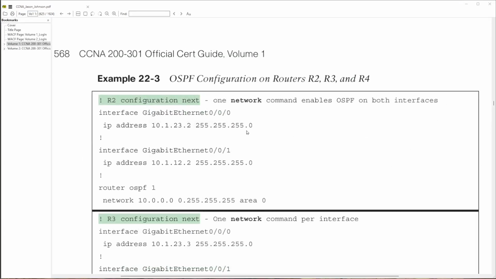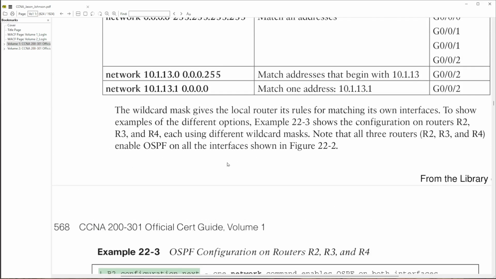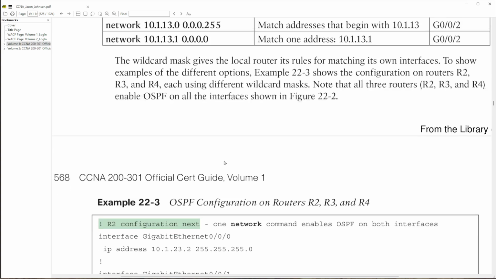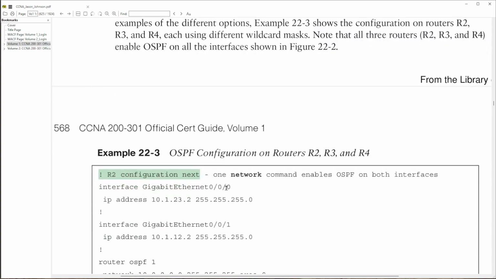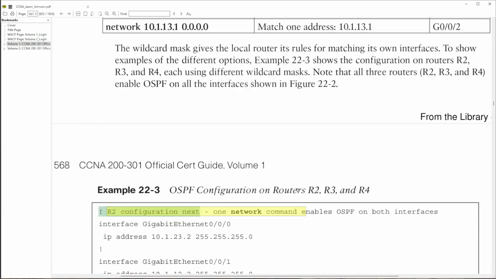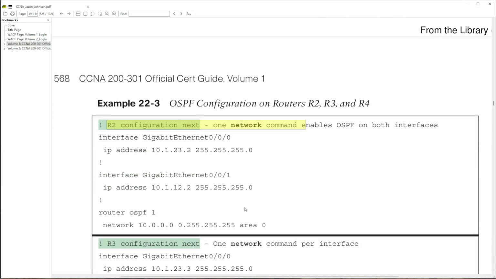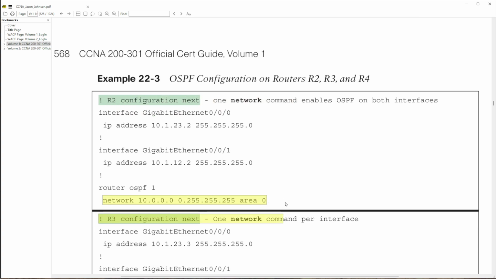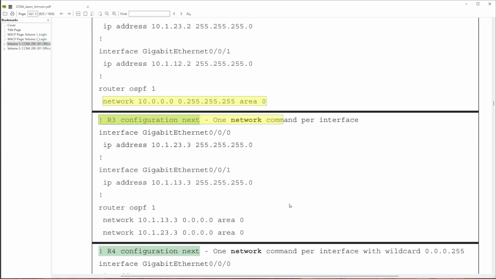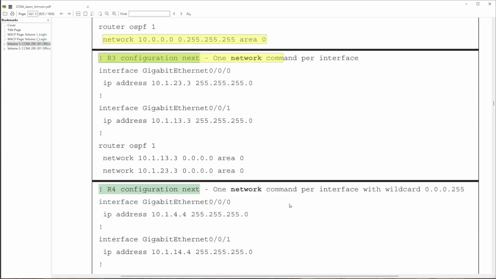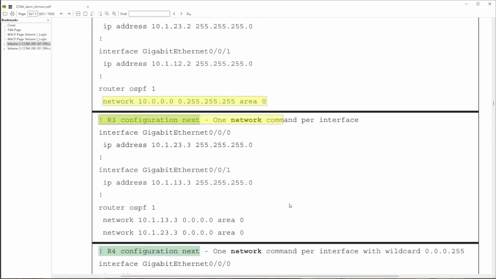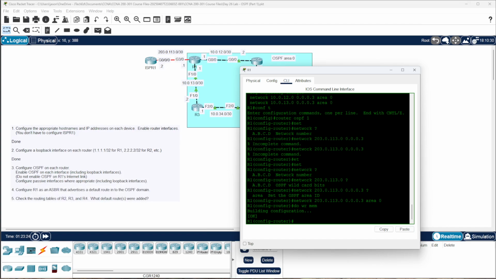Oh, look. The book says one network command enables it on both interfaces. What command? This? Are they talking about this? I mean, seems to be. I think that might be the trick.